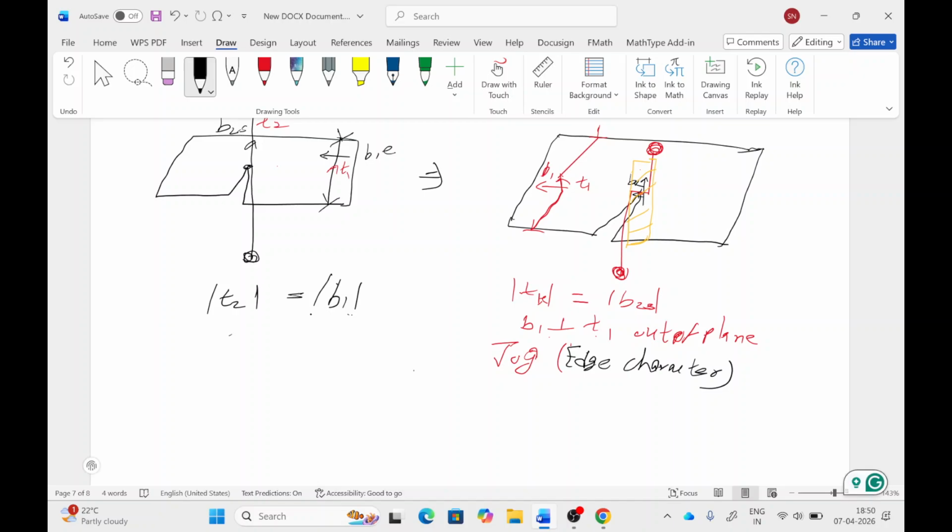So this is the shift of the screw dislocation, which is out of plane. So it is a jog. We will call it a jog, and as T2 will be perpendicular to B2, this will be of edge character.